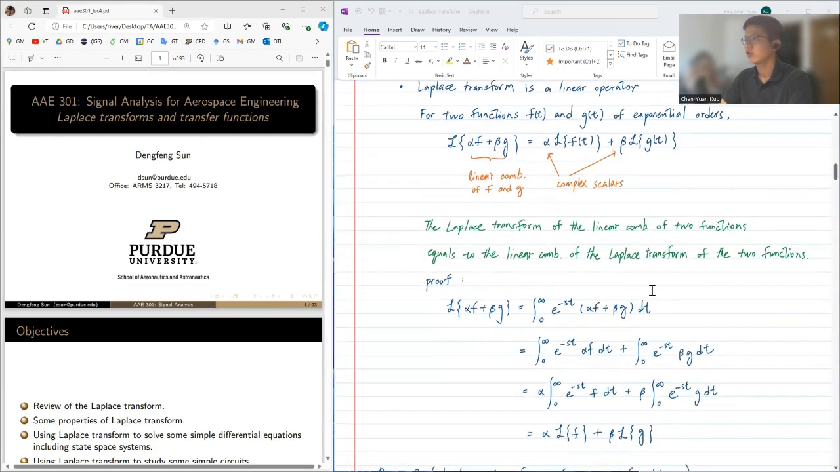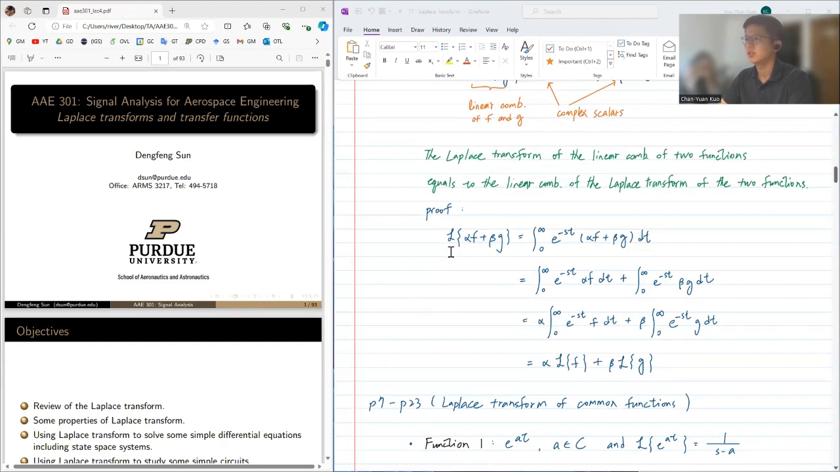Here, let's go through the proof together. We look at the Laplace transform of alpha f plus beta g, and by definition, it is equal to the integral of e^(-st) times (alpha f plus beta g) from 0 to infinity with respect to t. We can break this integral into two parts. Here we have the integral of e^(-st) times alpha f from 0 to infinity with respect to t, plus the integral of e^(-st) times beta g from 0 to infinity with respect to t.